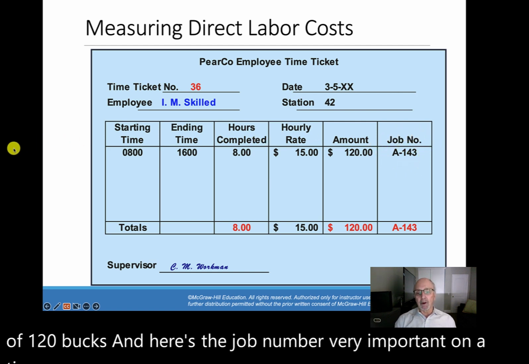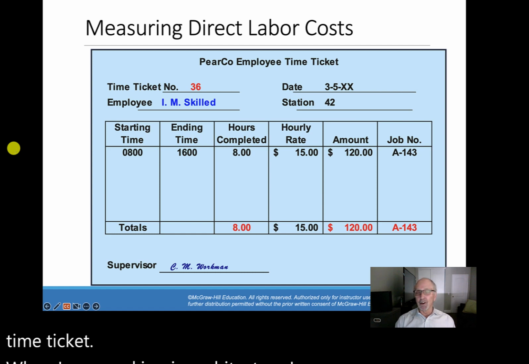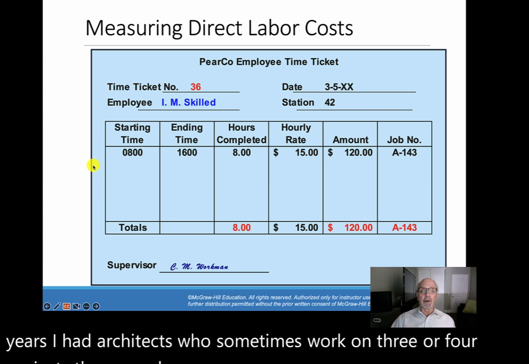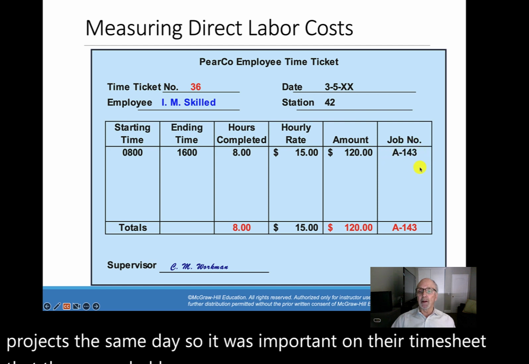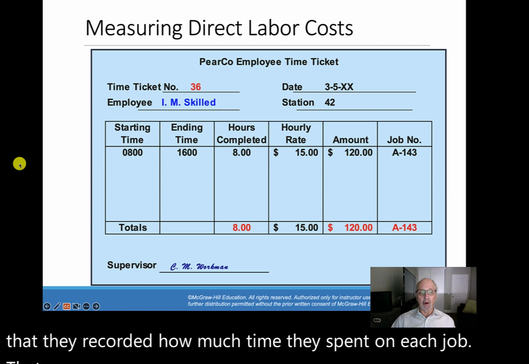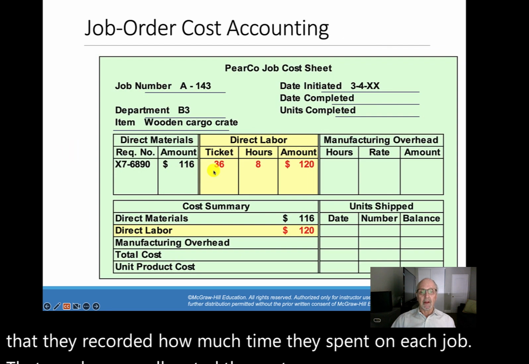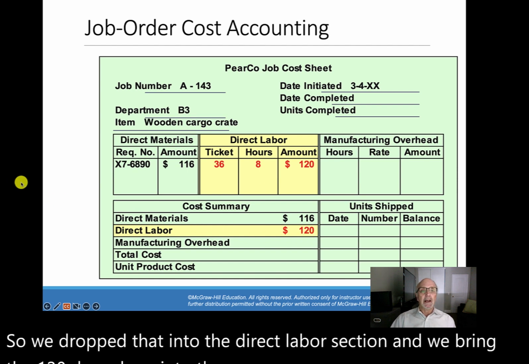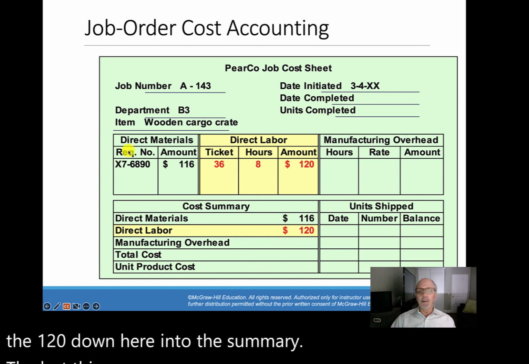When I was working in architecture, I did that for about 10 years. I had architects who'd sometimes work on 3 or 4 projects the same day. So it was important on their timesheet that they recorded how much time they spent on each job. That was how we allocated the cost. So we drop that into the direct labor section and we bring the 120 down here into the summary. The last thing we need, manufacturing overhead.